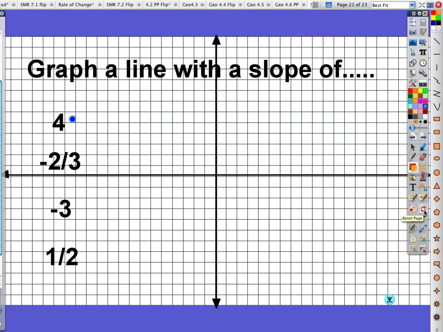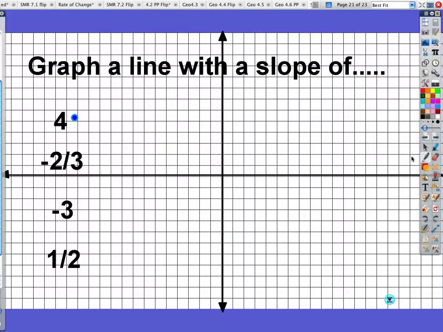Let's try negative 2/3. Okay? Let me move my dot somewhere else. Let's go right there. So from there, that's my starting point, and I'm going to rise negative 2, run 3, put a dot. Rise negative 2, run positive 3.